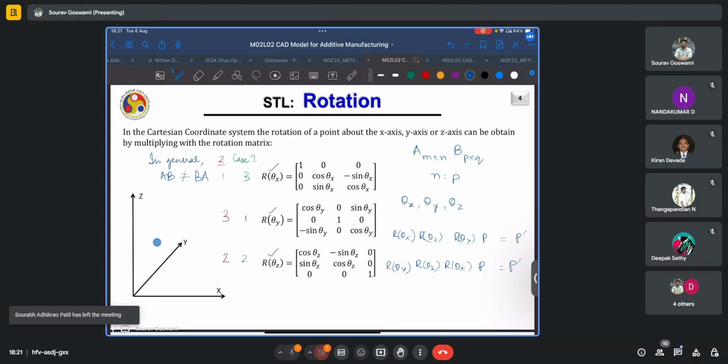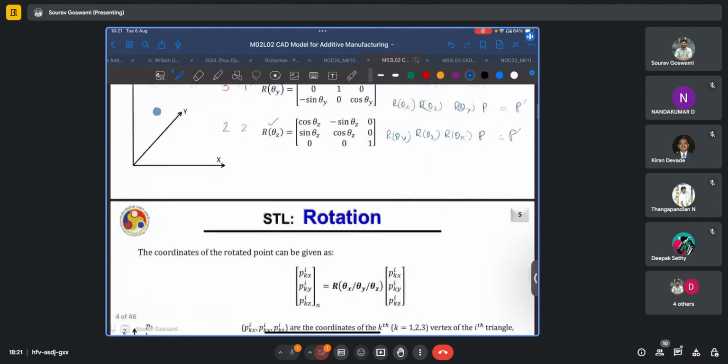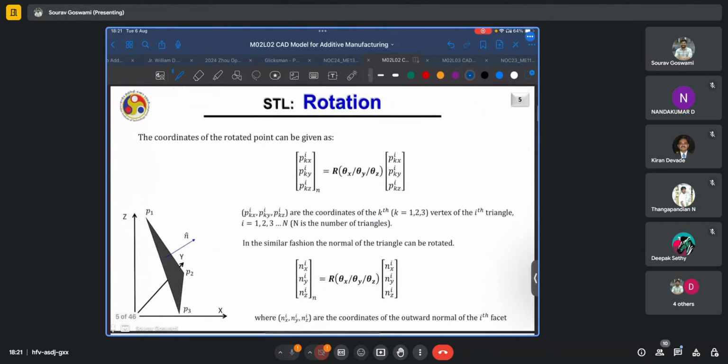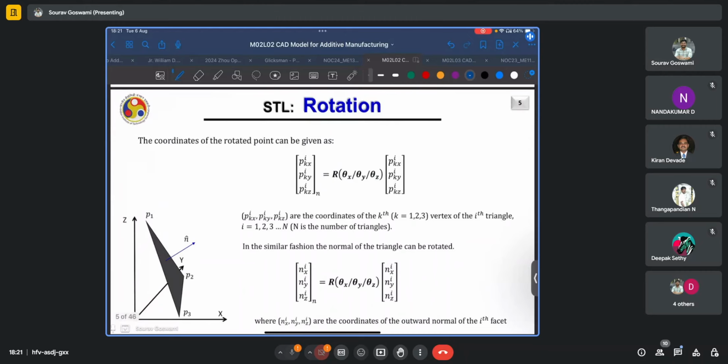Also, in our courses on, say, vector mechanics, we might have been made familiar with the concept that finite rotations do not really add up vectorially, so the sequence matters. Similar is the case here. And the way we reorient or rotate a triangle is to do it point by point.